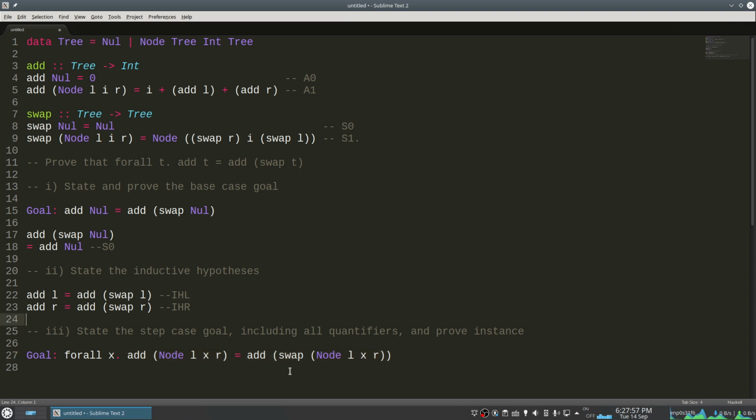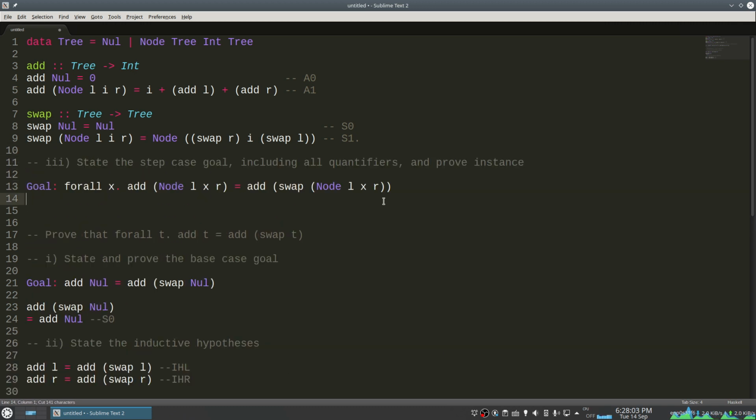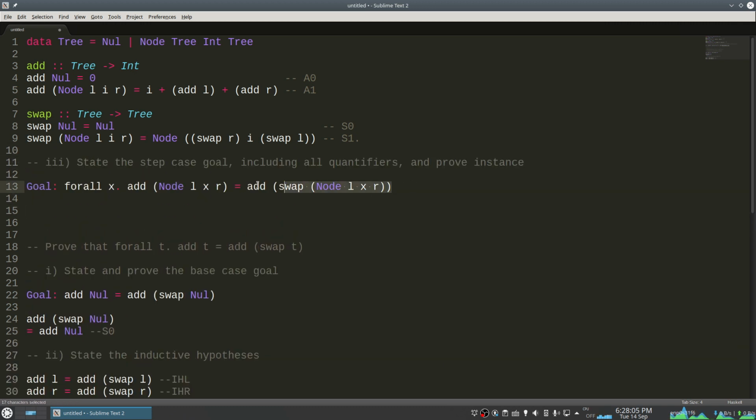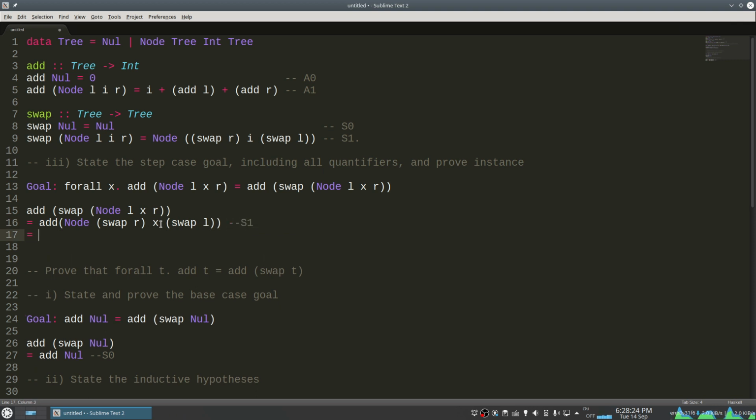So I guess I'll start from the right hand side and work my way to the left. So I'll just bump this up here to the top. Okay, so let's start on the right. What's this thing equal to? So what does swap do? It returns the tree with the children swapped. So we have add of node, swap the right, X, swap the left by rule S1.